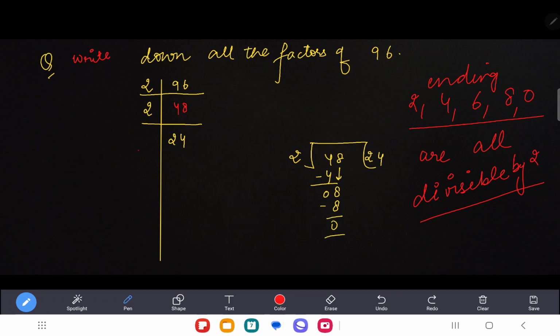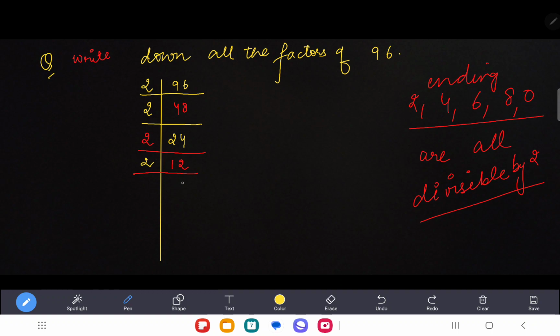Now, do you think that 24 is divisible by which number? 12. Not 2, 12. Good job. So, 2 times 12. Then think of a number which could again divide 12. Smallest number? 2. So, 2 times what? 6.